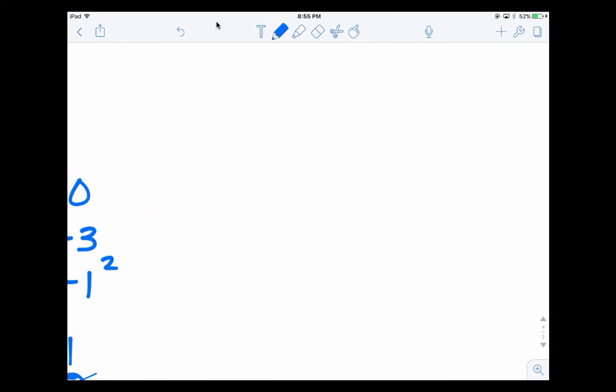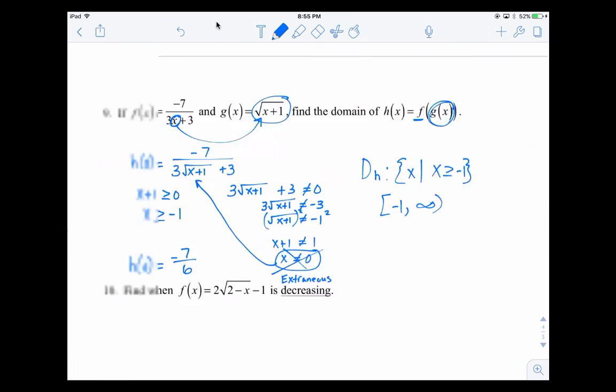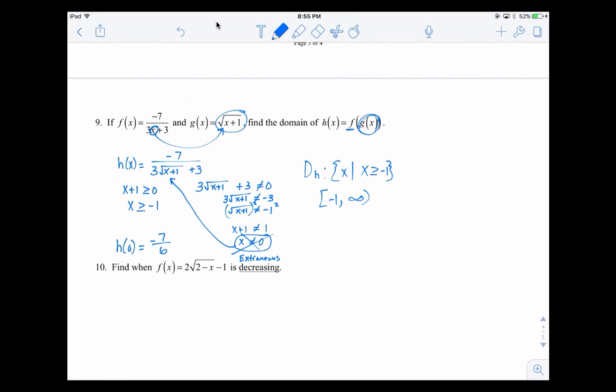So you can write your domain of h is the set of all real numbers x such that x is greater than or equal to negative 1, or negative 1 to infinity. Either one of those is acceptable. The big thing here is you just have to check your answer.